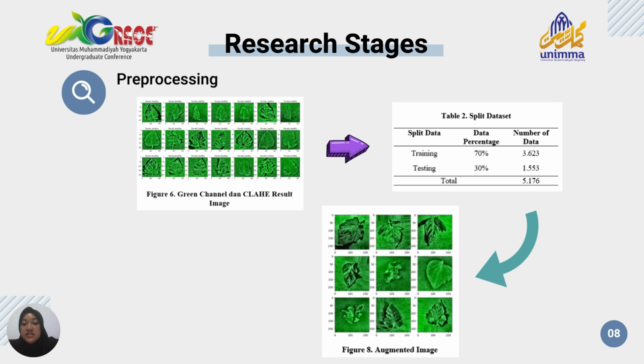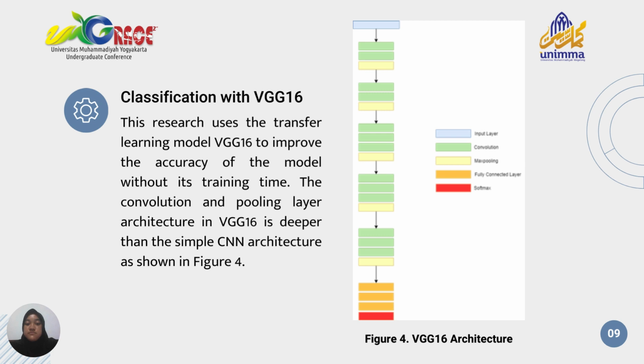To perform horizontal and vertical image shift, the width shift range and height shift range are set to 0.1. Furthermore, horizontal flip and vertical flip are set to true with nearest fill mode. Thus, the images for training the model will be more varied. And the 9 augmented images are shown in figure 8.